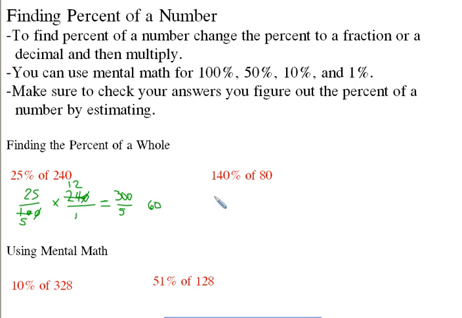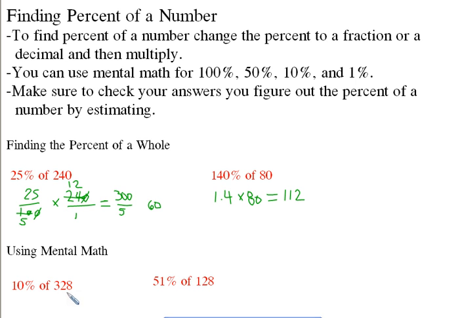When you do it with decimals, it's even easier. So 1.4, that's 140% as a decimal, times 80. Well, what's 1 times 80? 80. 0.4 times 80 is going to be 32. So we have 80 plus 32, so that's going to be 112.